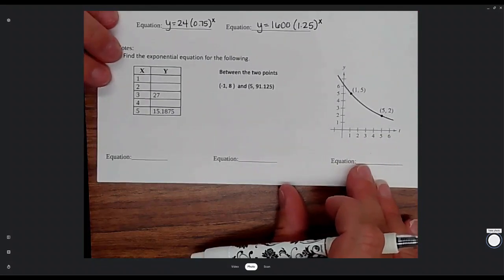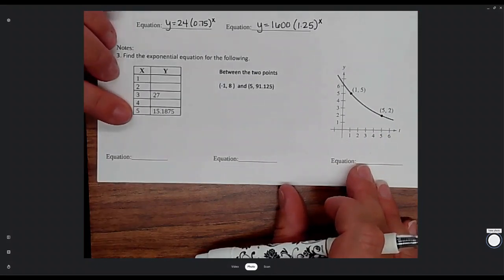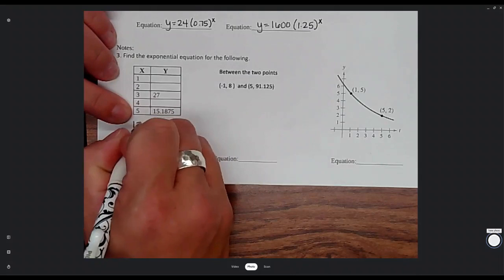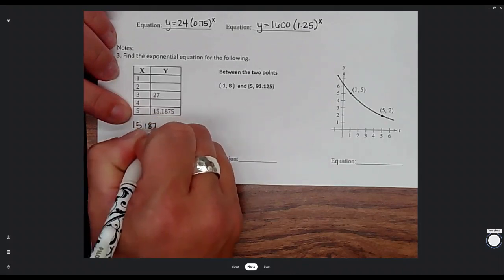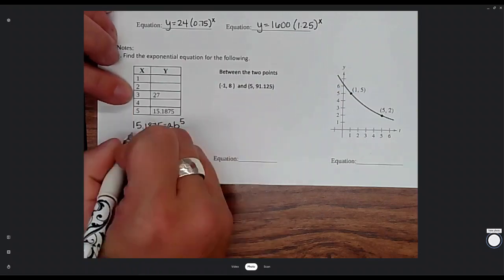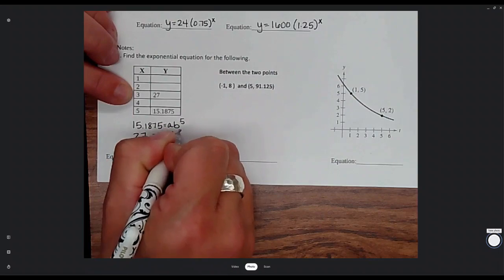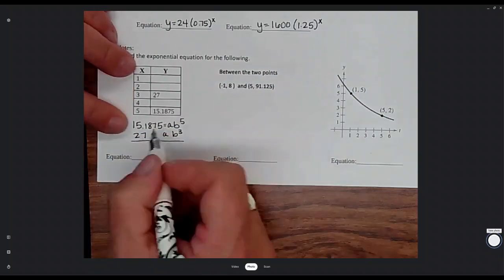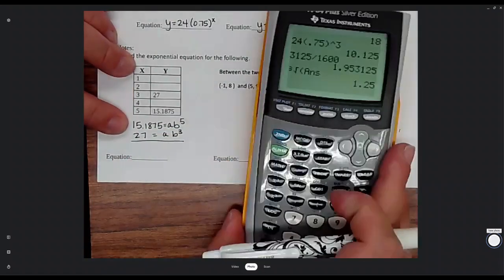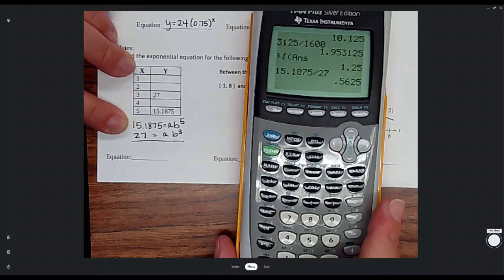So let's go ahead and review this concept again. So again, I like to start with the bigger exponent just so that when I subtract them, then I don't have to worry about negative exponents. Okay, just a personal preference. If you don't mind negative exponents, that's fine. 7 equals A, B to the 3rd. Okay, so I'm going to divide. 15.1875 divide by 27.